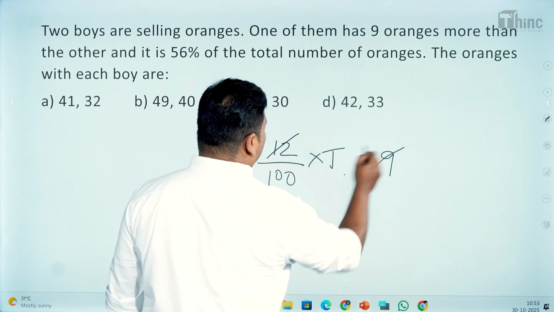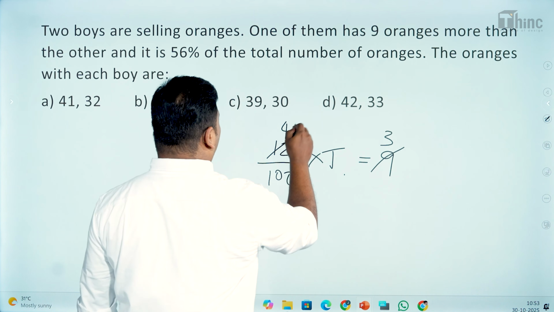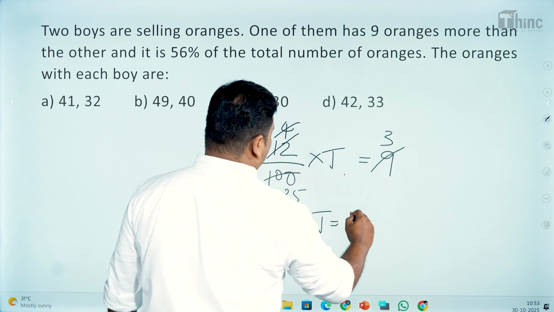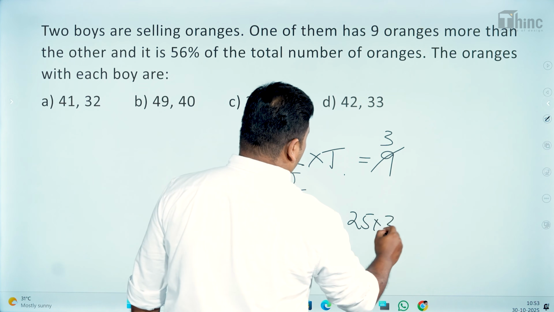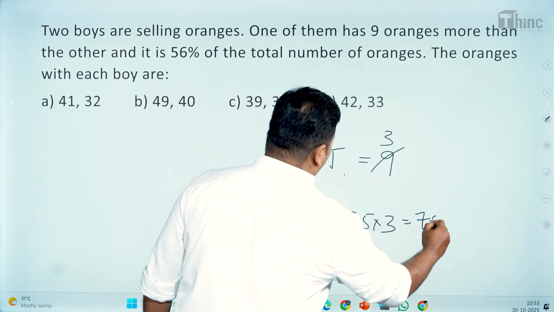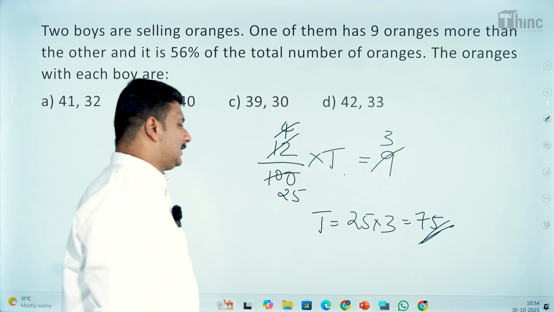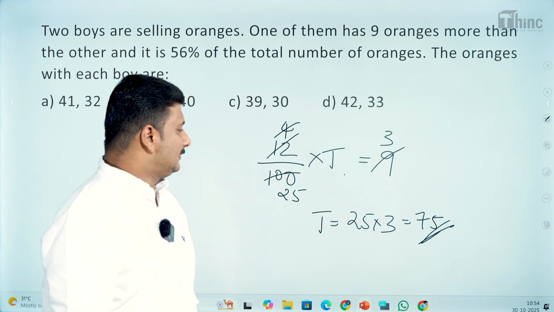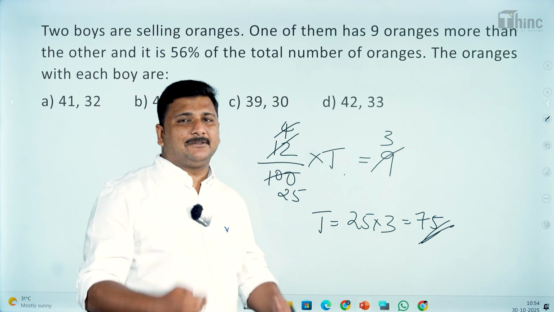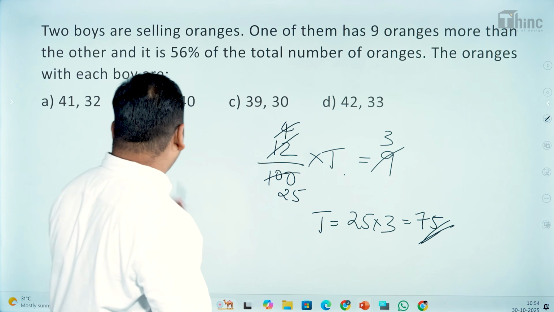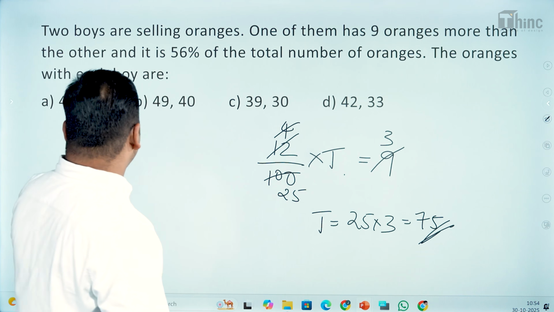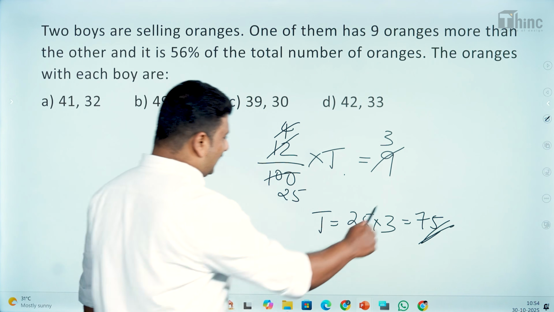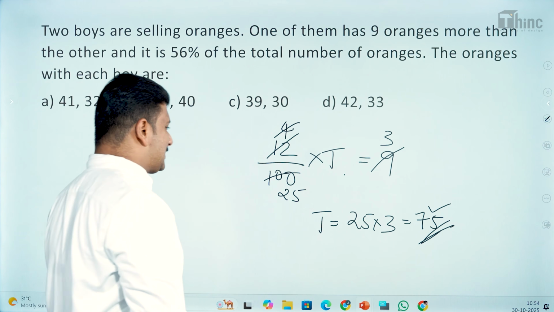We can cancel these two with 3. This is 3, this is 4, this is 25. So what is the total number of oranges? It's 25 into 3. And what's 25 into 3? That is 75. So what's the meaning of that? They have 75 oranges in total, right? Both the boys together have 75 oranges in total. But actually we need to find the oranges with each boy. So how much each boy has is what the question is. But we know that the total number of oranges with them needs to be 75.